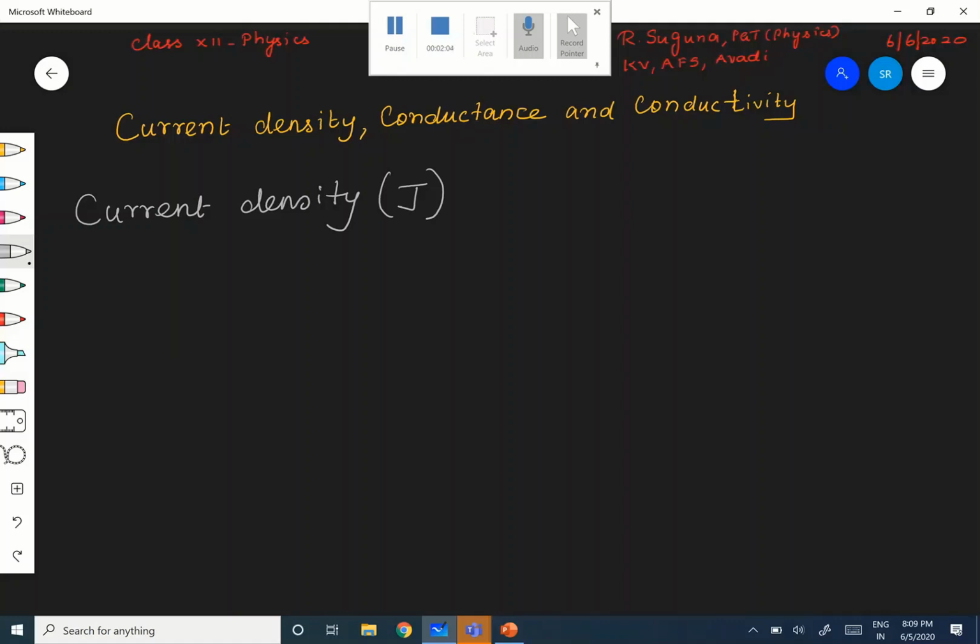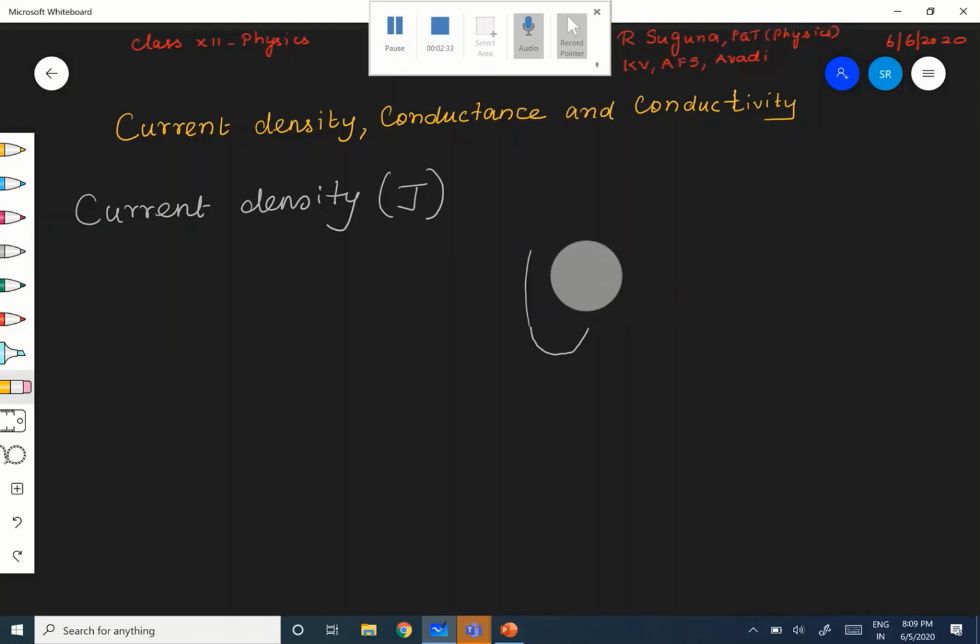Are you following? I think you know about area and area vector. If there is some area here, the area vector means the direction of the area. This will be the direction of the area vector, the normal. The outward normal is the area vector, which we have already seen.